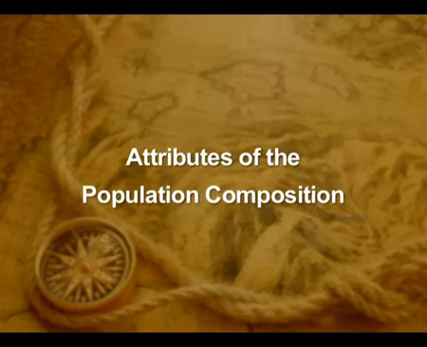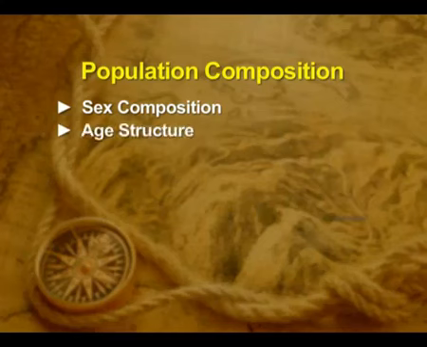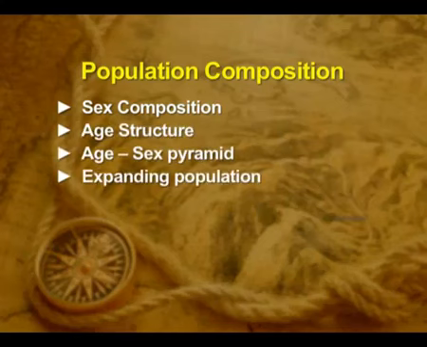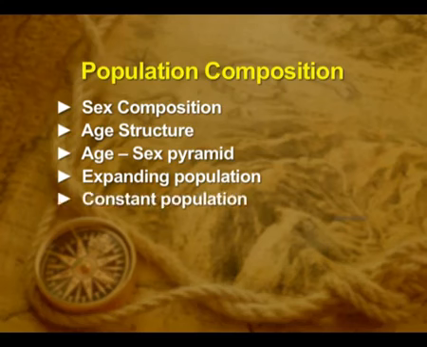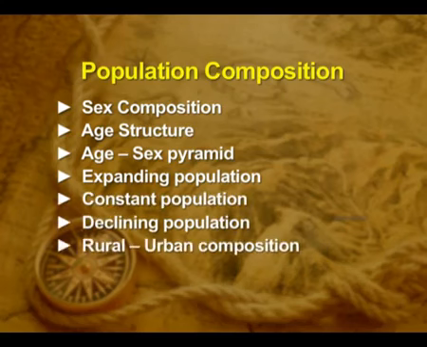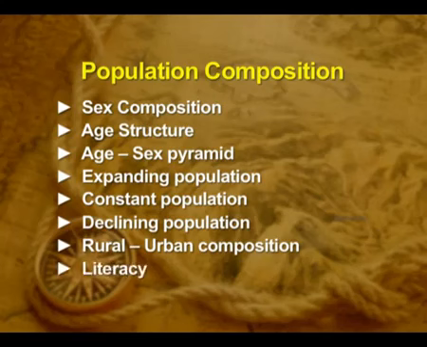In this lecture, I will explain the attributes of the population composition. Let us glance at the chapter. The topics that we are going to learn today are as follows: sex composition, age structure, age and sex pyramid, expanding population, constant population, declining population, rural and urban composition, literacy and occupational structure.